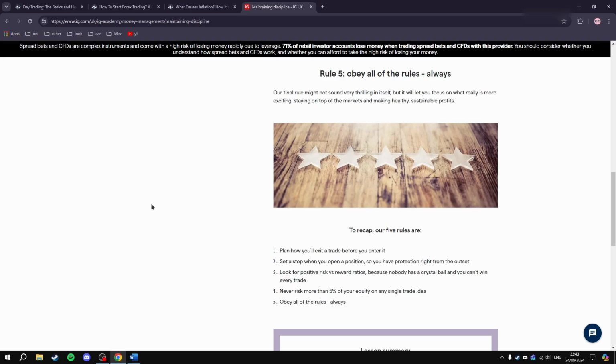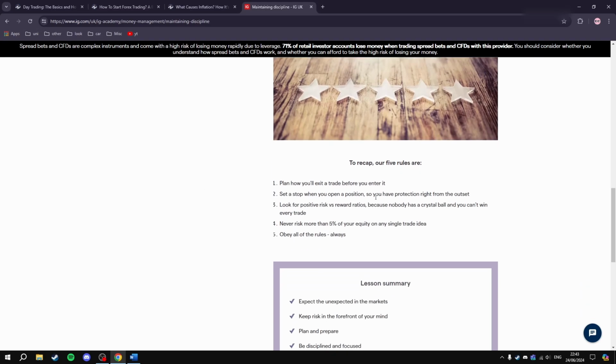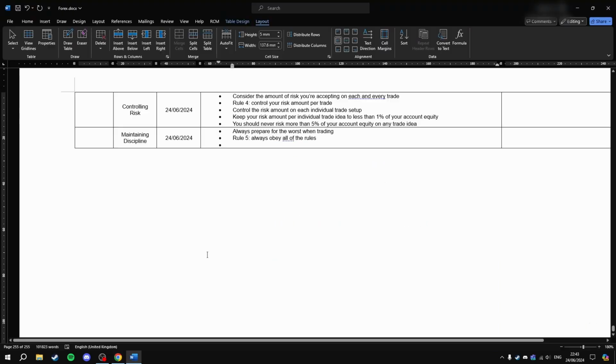To recap, our 5 rules are: plan how you'll exit a trade before you enter it, set a stop when you open a position so you have protection right from the outset, look for a positive risk versus reward ratio because nobody has a crystal ball and you can't win every trade, never risk more than 5% of your equity on any single trade idea, obey all of the rules, always.